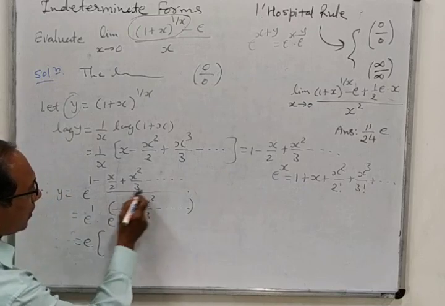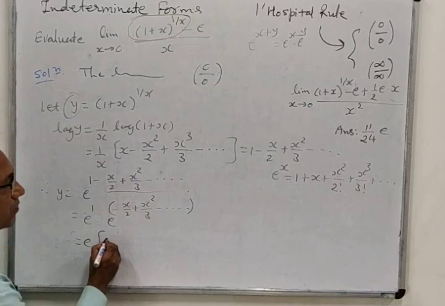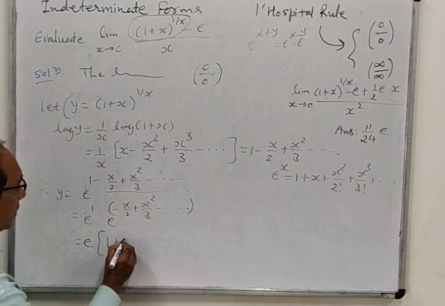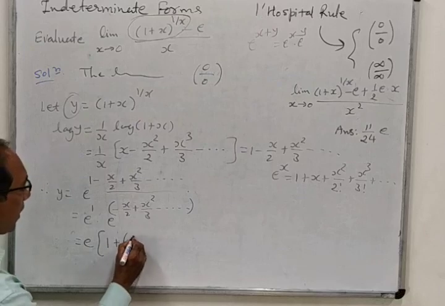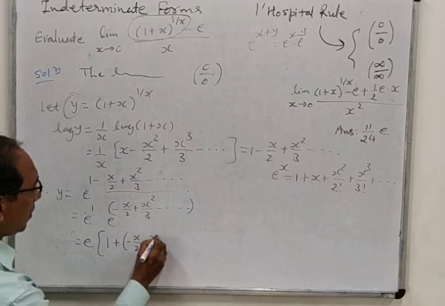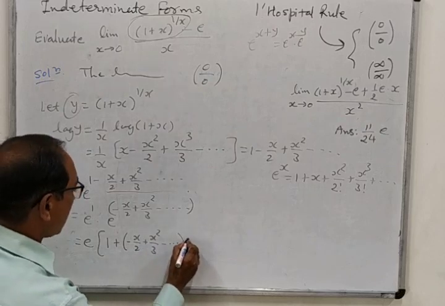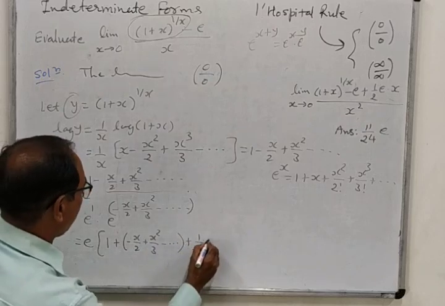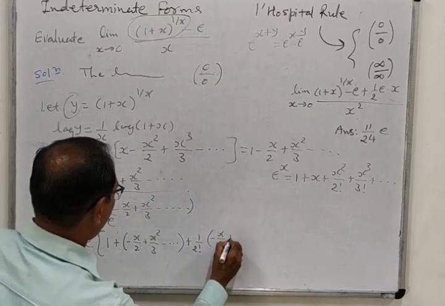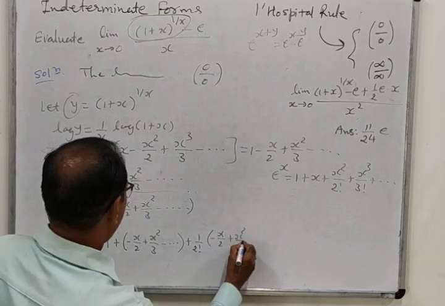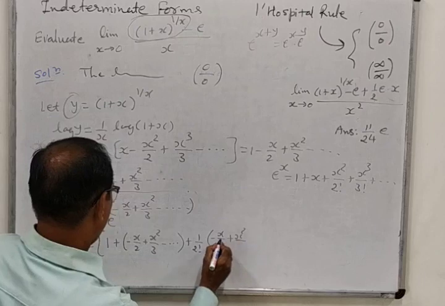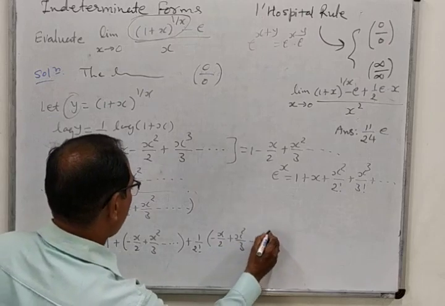X is this bracket. So first we will write down 1 plus x. X means what? The bracket. Minus dot dot dot. Plus 1 upon 2 factorial x square. X square means what? Minus x by 2 plus x square by 3 minus dot dot dot.